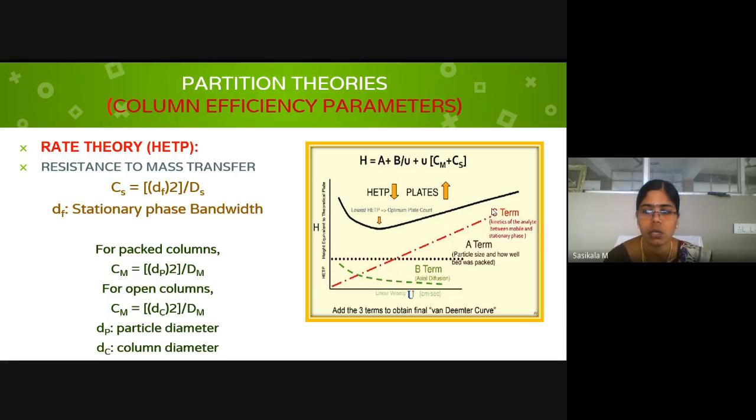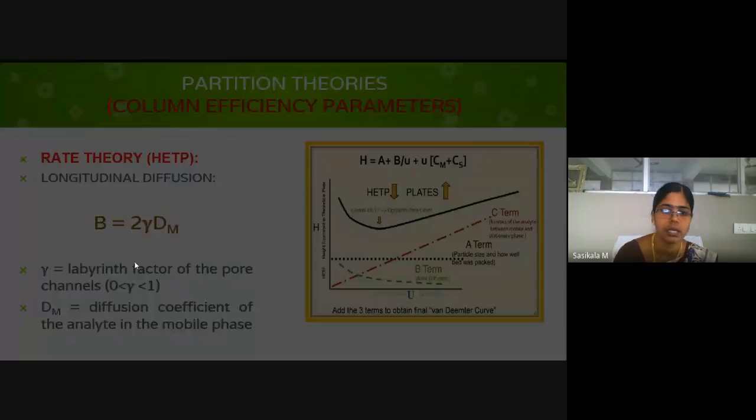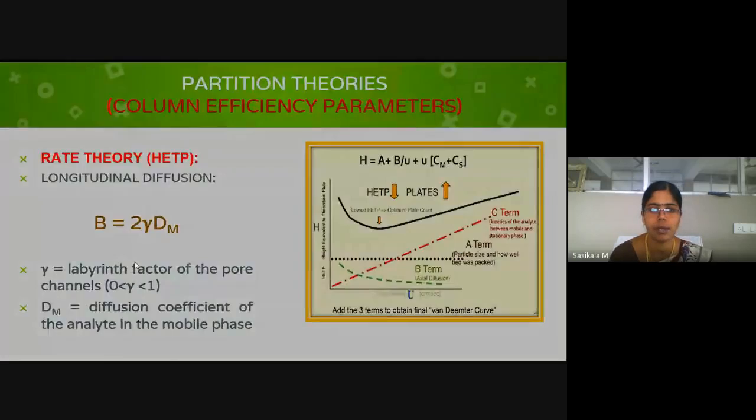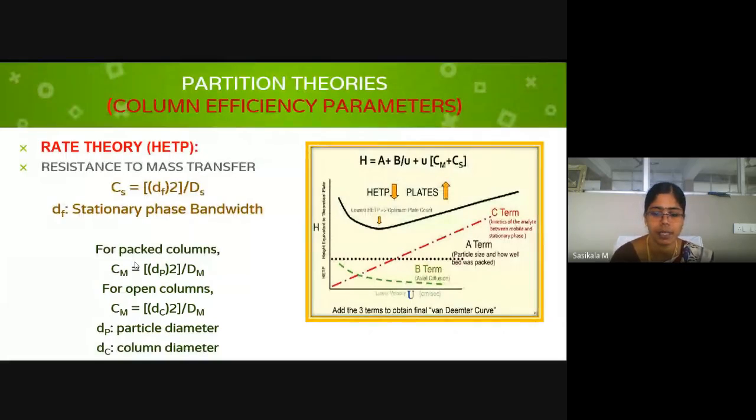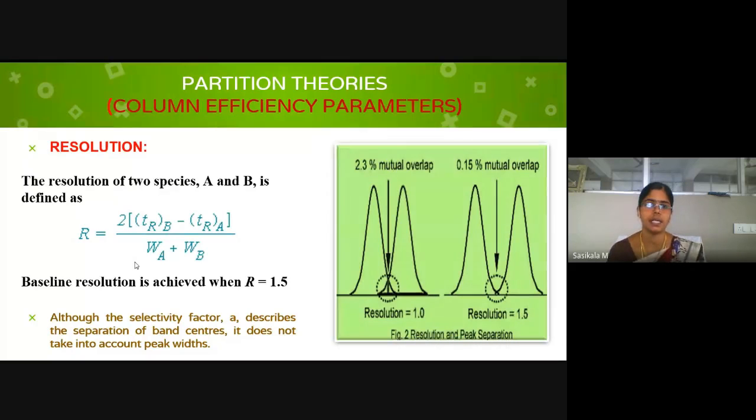And the C term is depending on kinetics of the analyte between mobile and stationary phase, where the A term is depending on particle size and column packing, and the B term is depending on axial diffusion. So diffusion is depending on the diffusion coefficient of the analyte in the mobile phase here. And gamma represents the labyrinth factor. Here it is lambda, here it is gamma. Factors are depending on different parameters. So this is about rate theory and plate theory under band broadening theories under column efficiency parameters.